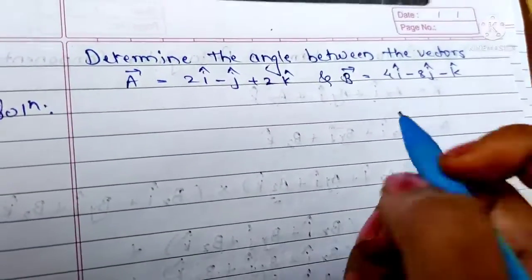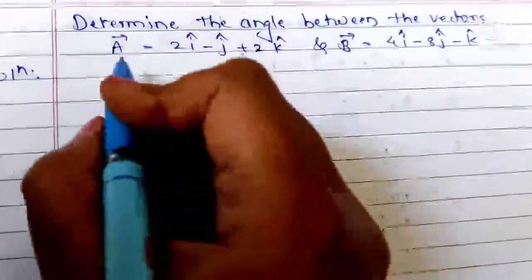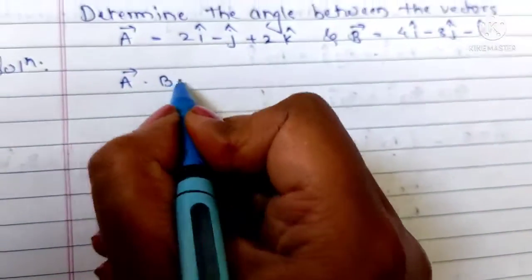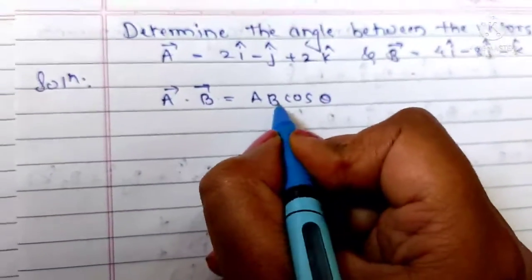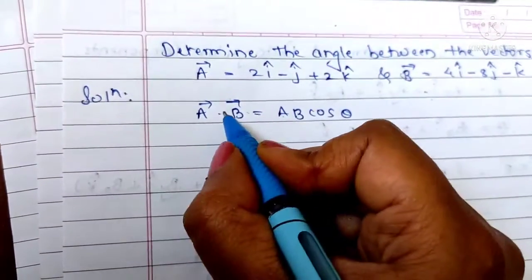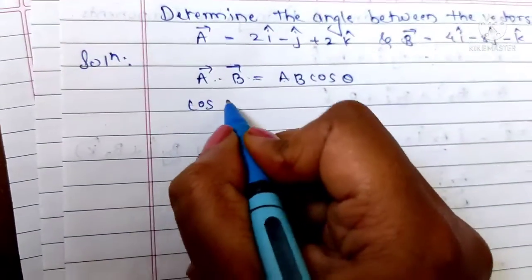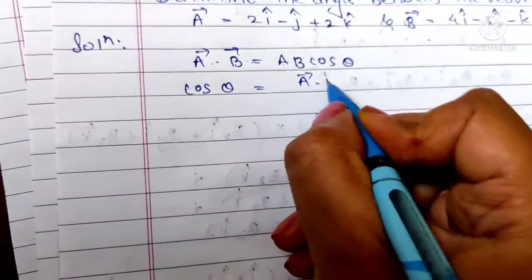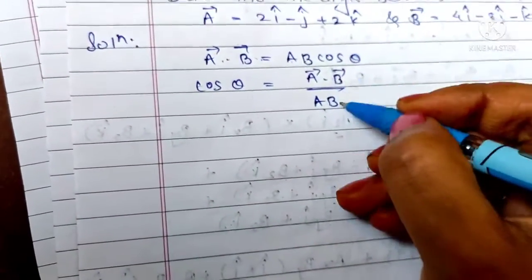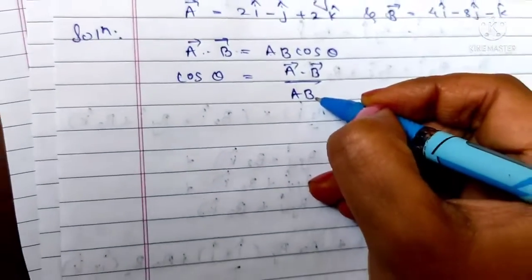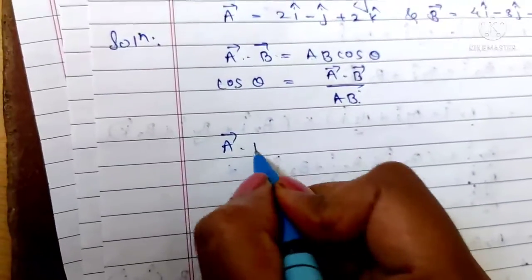Next, we have to determine the angle between the two given vectors a bar and b bar. Now we know the formula for dot product: a bar dot b bar is equal to AB cos theta, where A and B are the magnitudes of the a bar and b bar vectors respectively. So from this formula we may write cos theta is equal to a bar dot b bar upon AB. First we will calculate a bar dot b bar and then the product of their magnitudes, and then substitute these values in this formula. So let us first calculate a bar dot b bar.